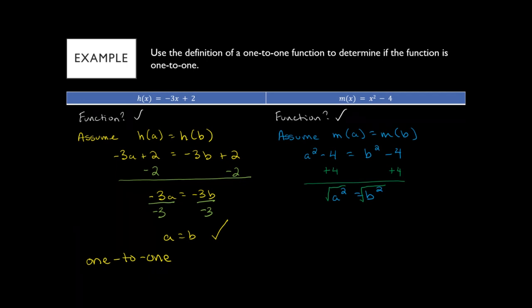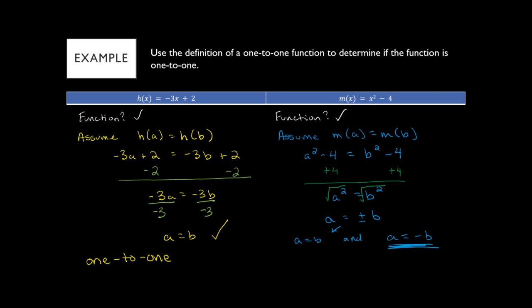Now when you take the square root and you're solving, you always get a plus or minus. So we're going to get a equals plus or minus, square root of b squared is b. So we get plus or minus b. What this tells us is that a equals b, and a is equal to negative b.